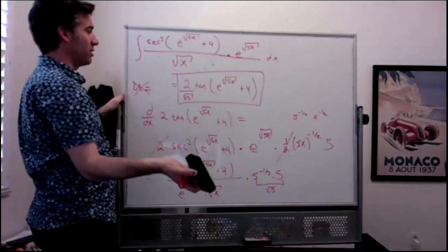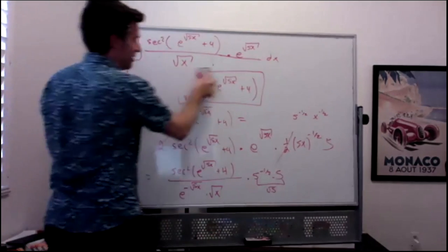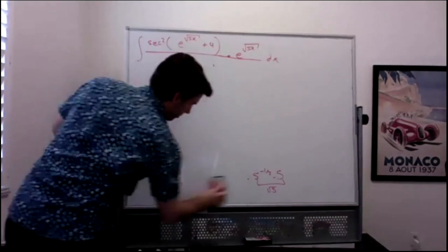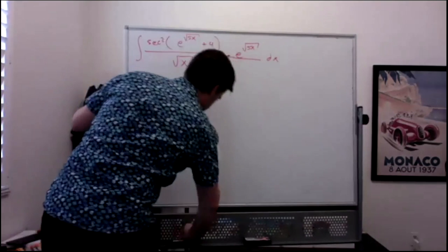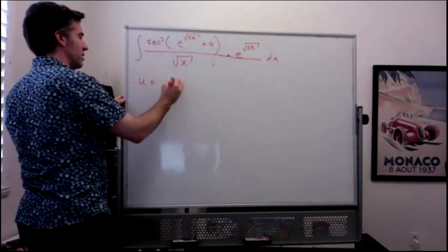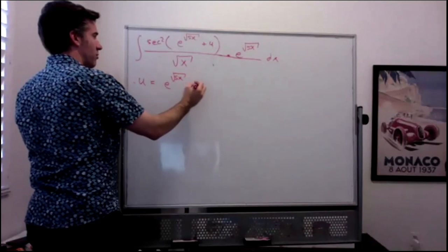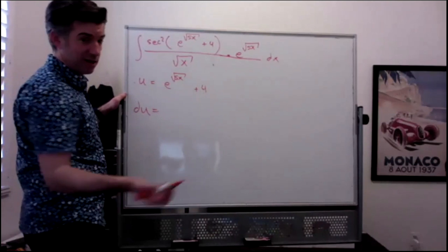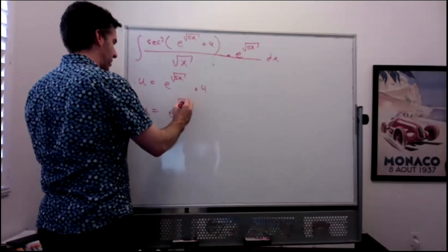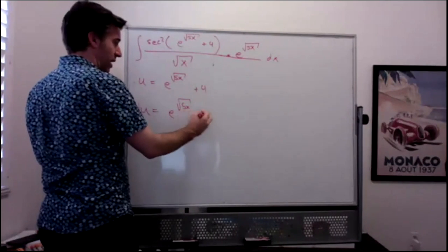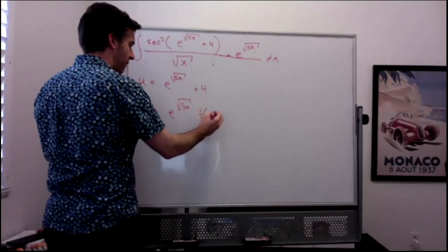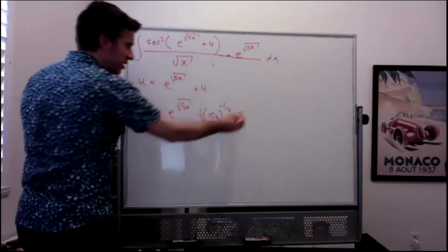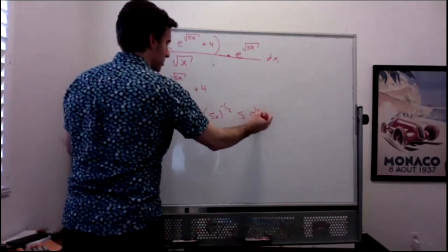So here's how we wanted to go about solving this. I'm going to erase this. What we should have done here is let u equal e to the square root of 5x plus 4. Our derivative, our du, is complicated. It is e to the square root of 5x times the derivative of that, which is 1/2 5x to the negative 1/2 times 5. This part here is kind of gross, right?